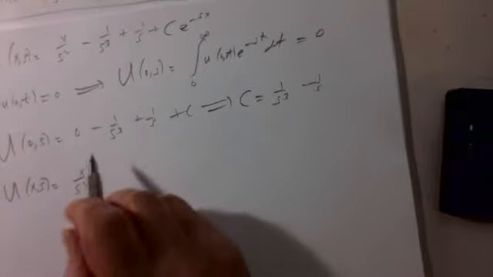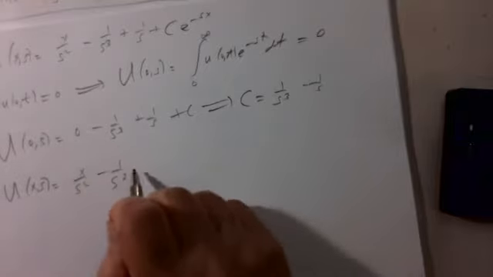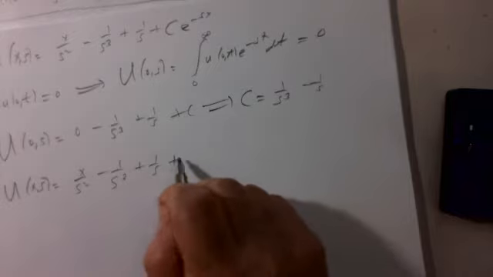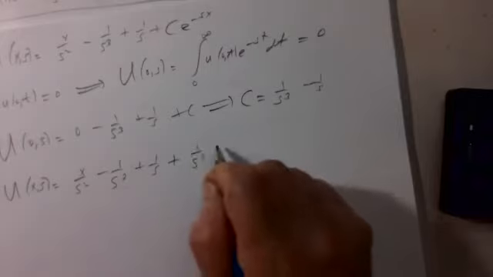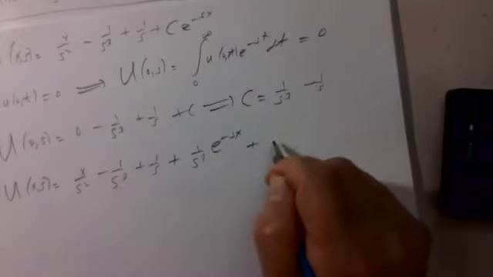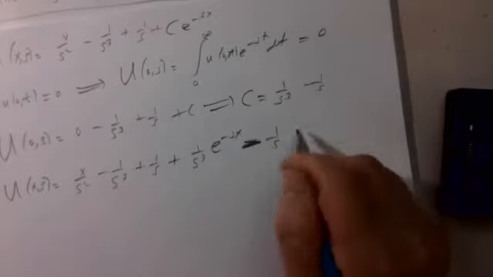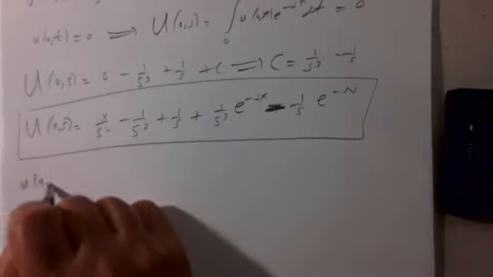So u of x, s is equal to x over s squared minus 1 over s cubed plus 1 over s plus 1 over s cubed e to the minus sx minus 1 over s e to the minus sx. So that's the Laplace transform of u. So we now look for the inverse Laplace transform.